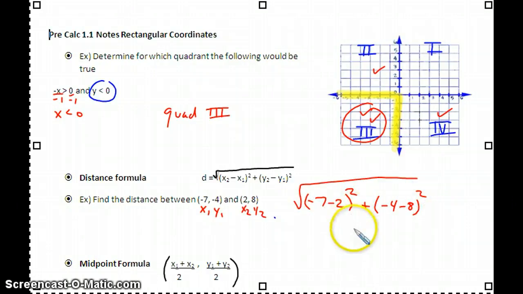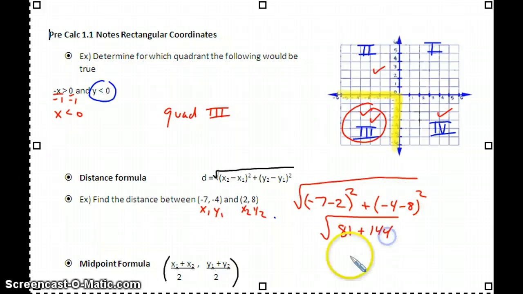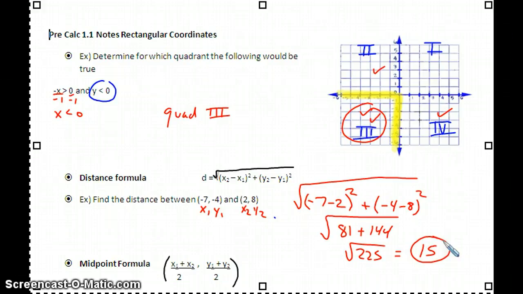Don't try to type this on your calculator all at once. I would recommend that you get answers to both of these first, and then you can put the square root in afterwards. So now this is going to be negative 9 squared, which is 81. And this side is going to give me negative 12 squared, which is going to be 144. And altogether I'm going to get the square root of 225, which is going to be 15. So I find that the distance between these 2 points would be 15.